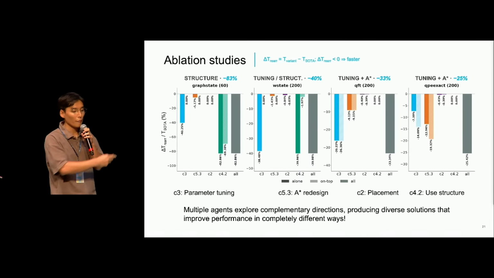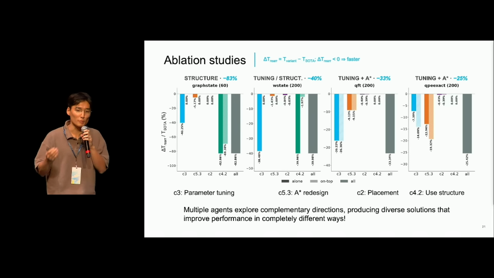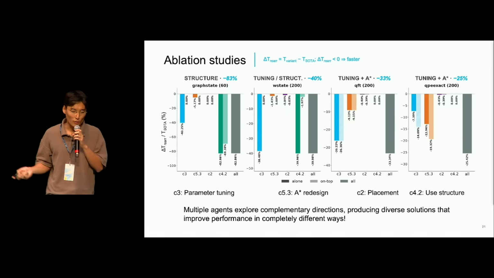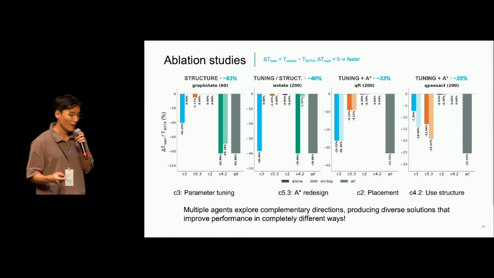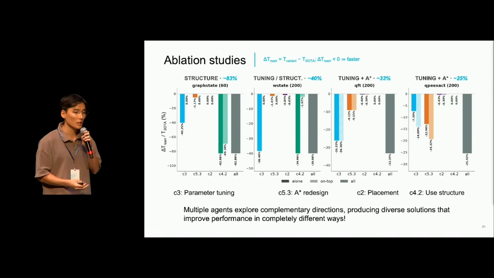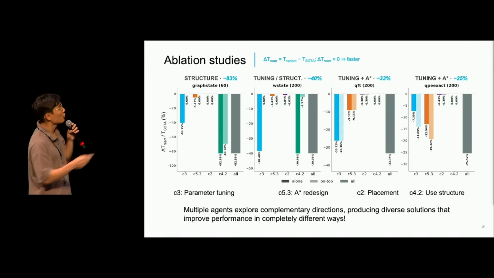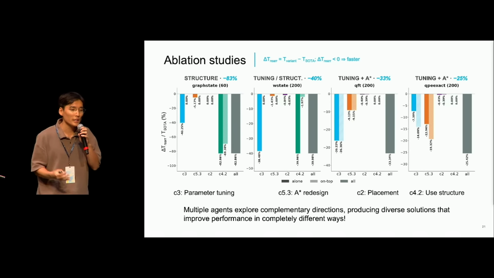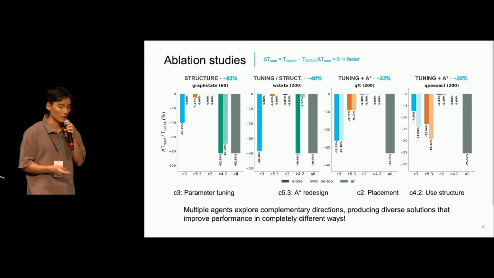on the left, for the graph state circuit, the rearrangement time is reduced by 83% by solely using the structure of the circuit. While on the right, for the QPE exact circuit, the 25% reduction comes from a combination of parameter tuning and A-star redesign. And here, using the structure does not help at all. So really, this complementarity of different strategies is what makes the multi-agent framework so powerful.